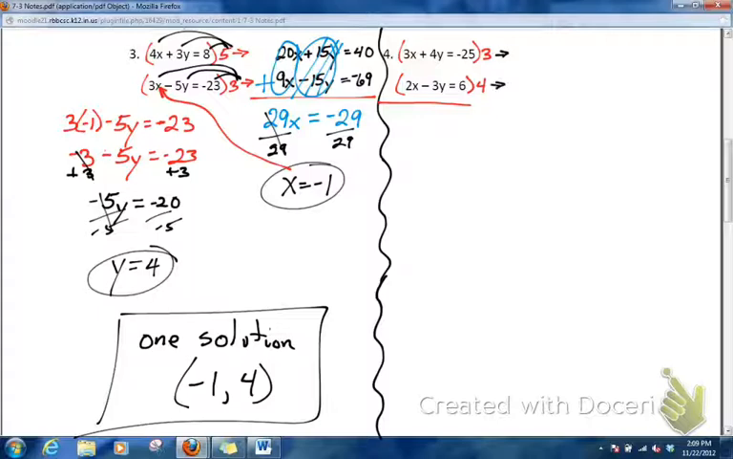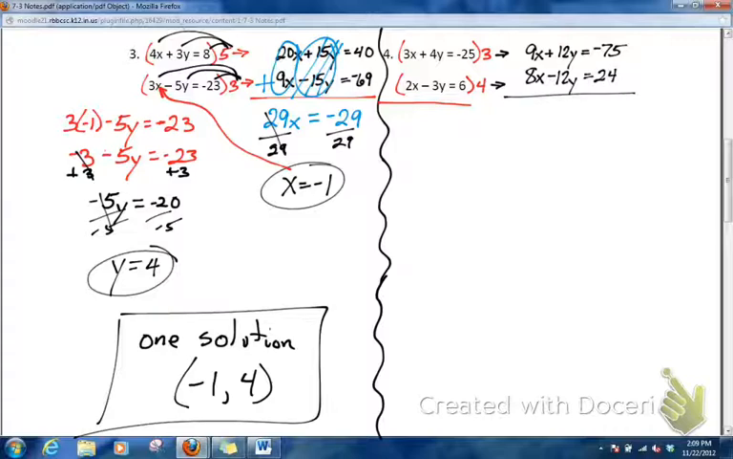This is going to give me 9x plus 12y equals negative 75, and I'm going to get 8x minus 12y equals 24 for the bottom equation.